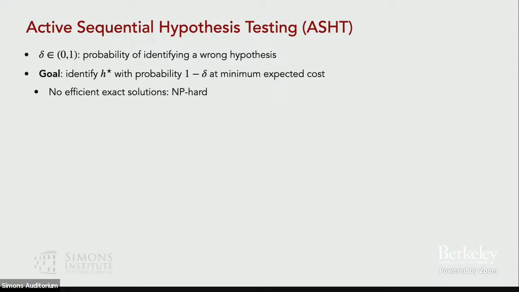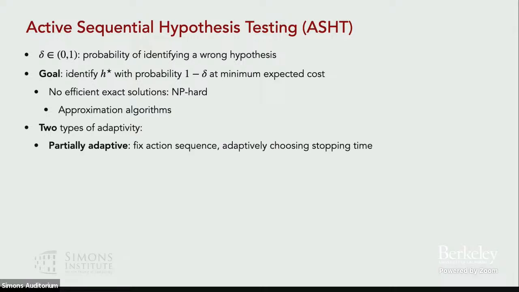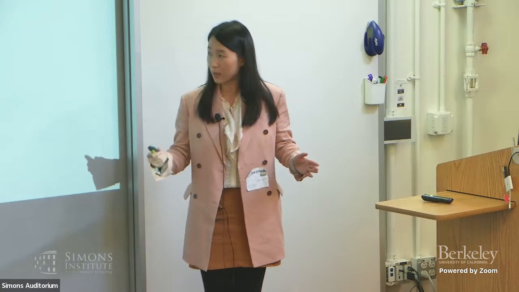It turns out that this problem is NP hard and we don't have an exact solution for it. So we will be focusing on discussing two approximation algorithms in this talk, and we will consider two types of adaptive algorithms. The first type is partially adaptive, meaning that I'm going to first fix my action sequence according to some greedy objective. Then I'm going to play the actions in my action sequence one by one, and once the algorithm's exiting criterion has been met, I'm going to terminate.